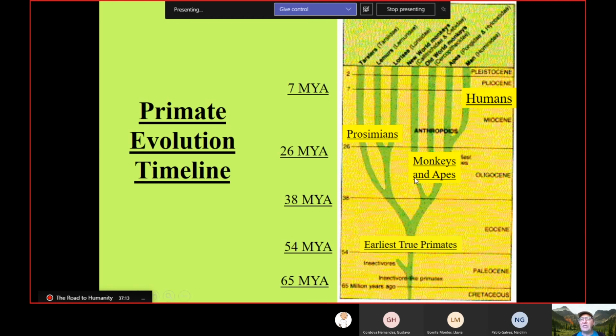Then the monkeys and apes started to split into different groups. First, the New World monkeys split off. So they're the most different. Then the Old World monkeys split off. And back here, around what, 25 million years ago, the human path split off from the apes. So we call this kind of a family tree. This would be showing the phylogeny of the primates.